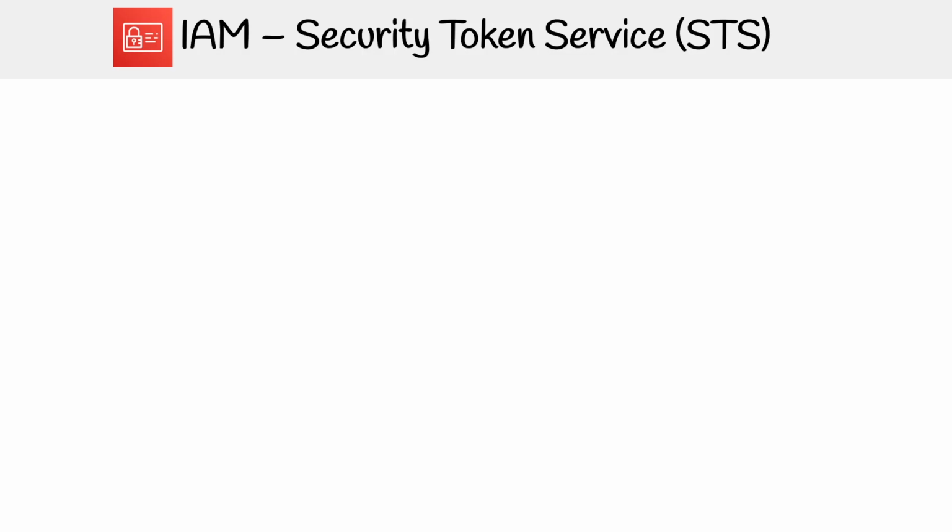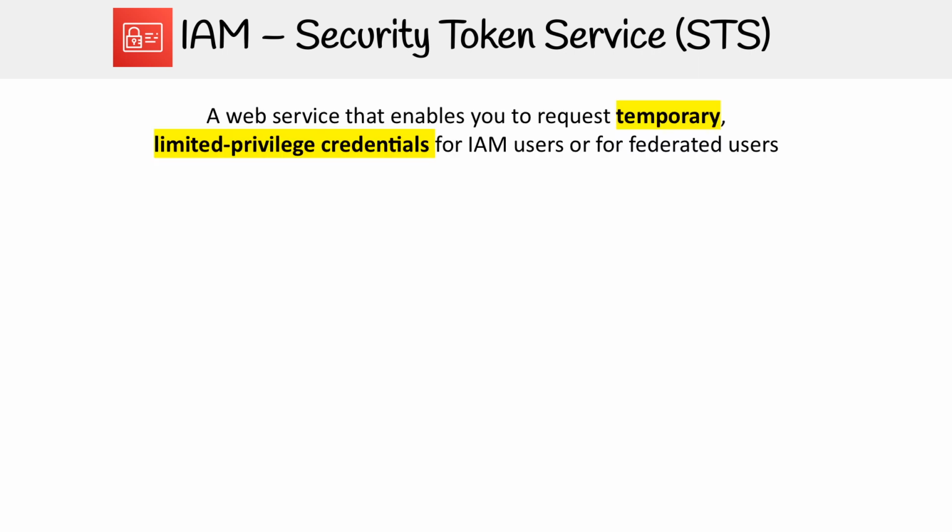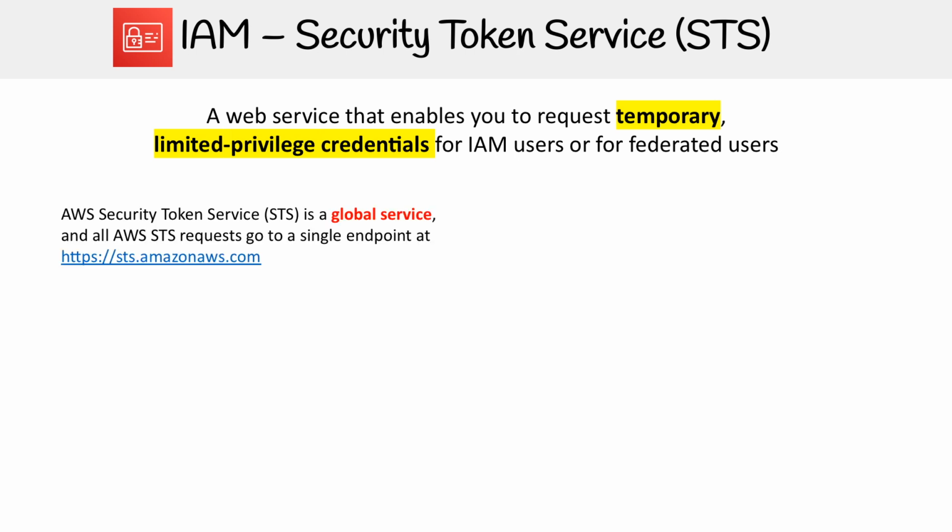So we've been talking about these temporary security credentials, but how do we actually get a hold of them? That's where this service comes into play, the Security Token Service, STS. It's a web service that enables you to request temporary, limited-privilege credentials for either IAM users or federated users. And we just talked about identity federation, so users that are outside of AWS. This service is a global service.